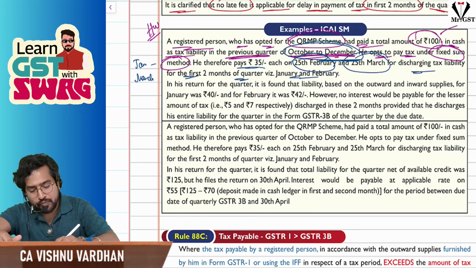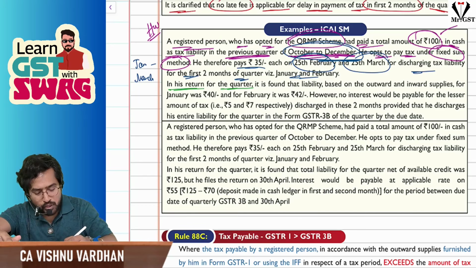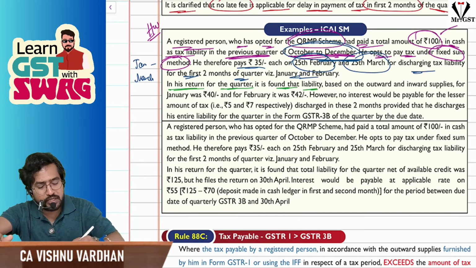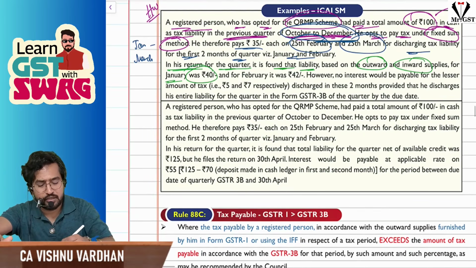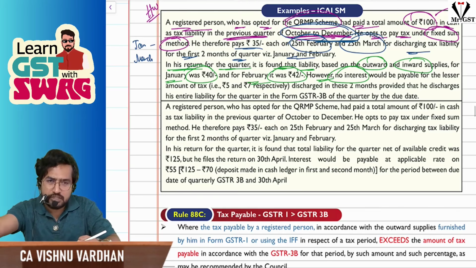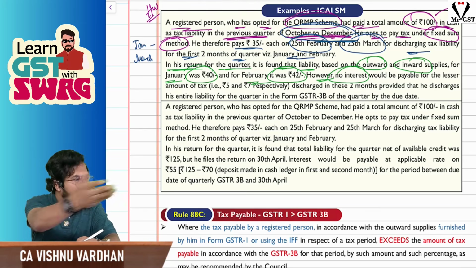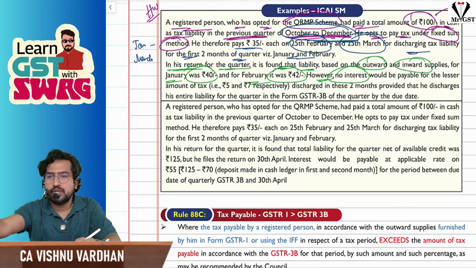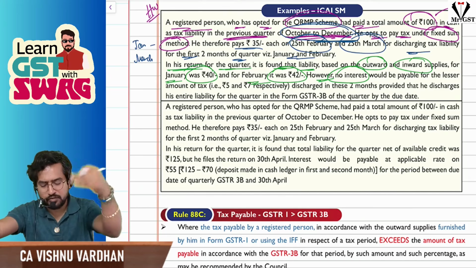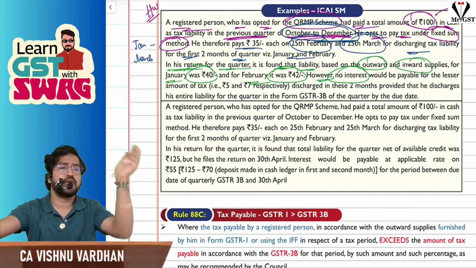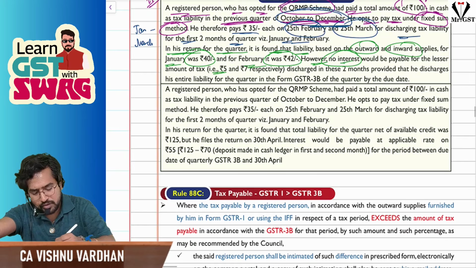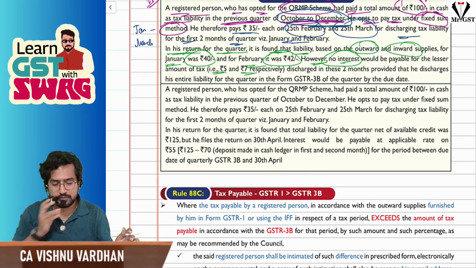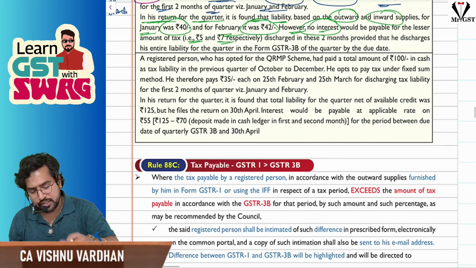Now, in this return for the quarter Jan to March, it is found that liability based on outward and inward supplies for January was 40. Feb was 42. However, because the system told 35, you paid 35. So they will not ask anything. Are you understanding the point? System said 35, you paid 35. Actual liability 40, actual liability 42, it doesn't matter to me. Clear? So no interest is payable on that 5 rupees or 7 rupees. Shall we continue?